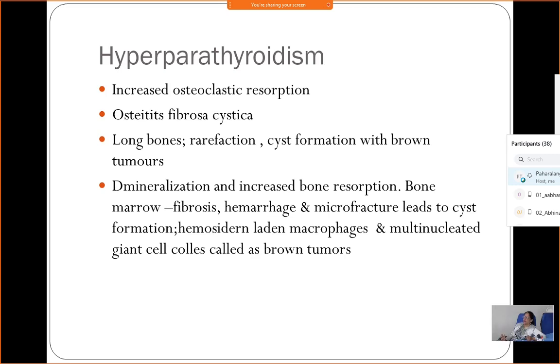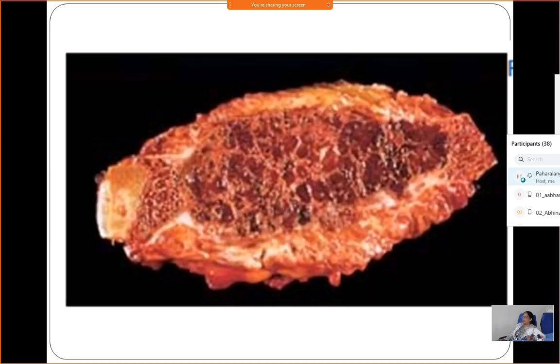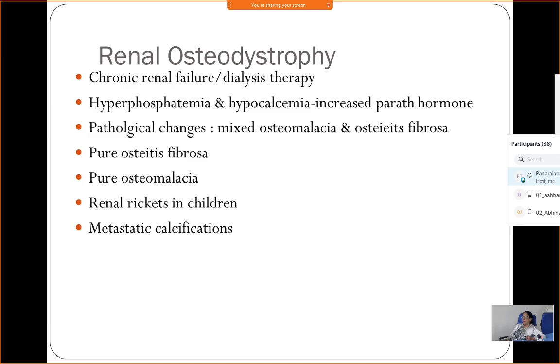Sometimes we ask, in which condition do you see a brown tumor? You should say hyperparathyroidism. Many things can cause hyperparathyroidism. It could be primary or it could be secondary. Now this is how a hyperparathyroidism bone looks. This is a brown tumor. You can see in the center of this bone there are a lot of cyst-like spaces filled with brownish, blood-colored substance. That is nothing but organized hemorrhage. So this is called a brown tumor, and it is specifically seen in hyperparathyroidism.